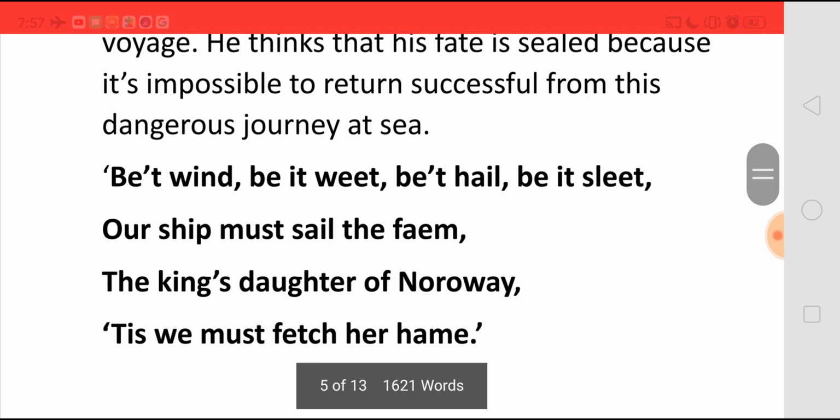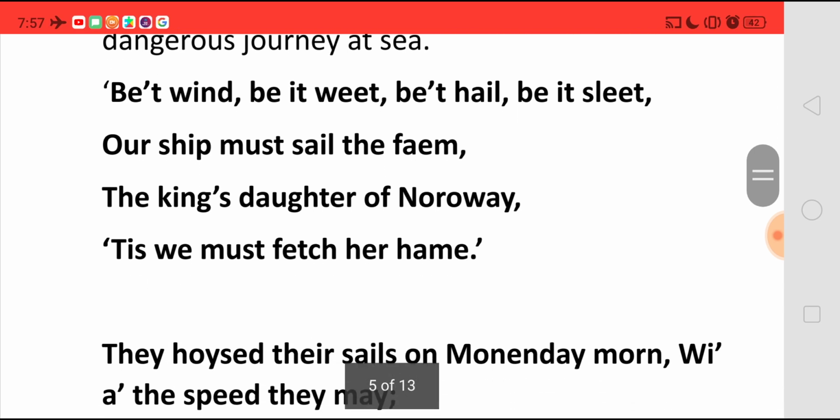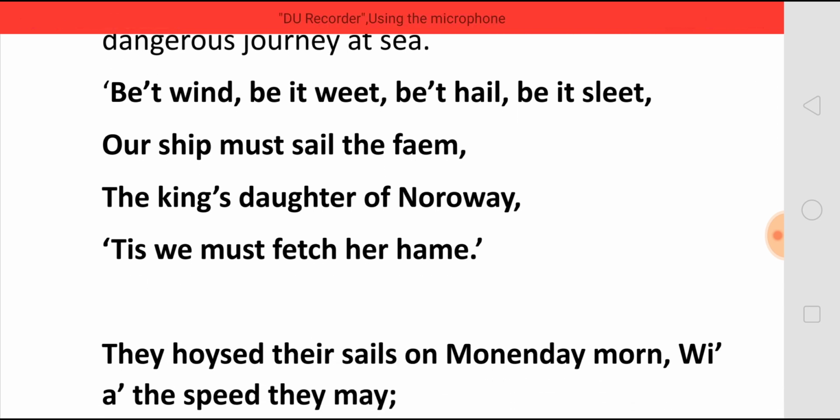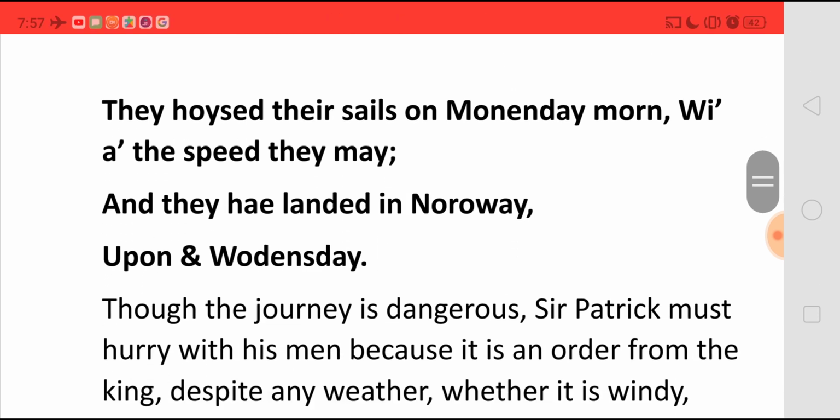Be it wind, be it weet, be it hail, be it sleet, our ship must sail the foam. The king's daughter of Norway, it's we must fetch her home. They hoisted their sails on Monday morn with all the speed they may, and they have landed in Norway upon a Wednesday.